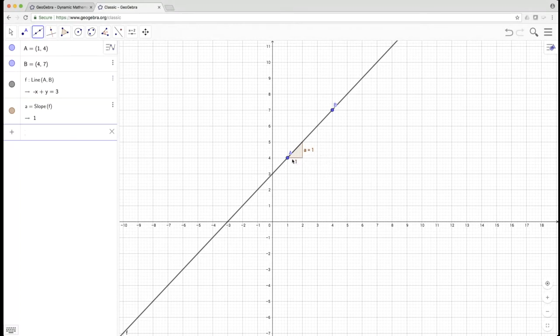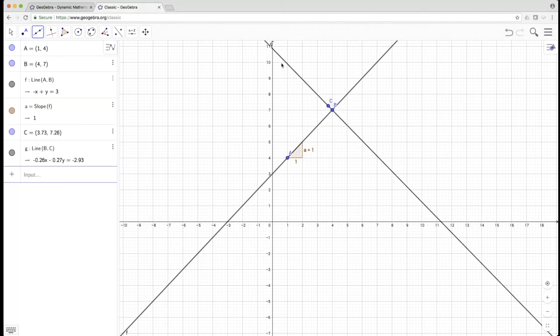Now in GeoGebra, when we do it in this format anyway, the horizontal change is always going to be 1, but you'll notice that the vertical change will grow or decrease, whatever it is. So oops, I didn't want to do that.